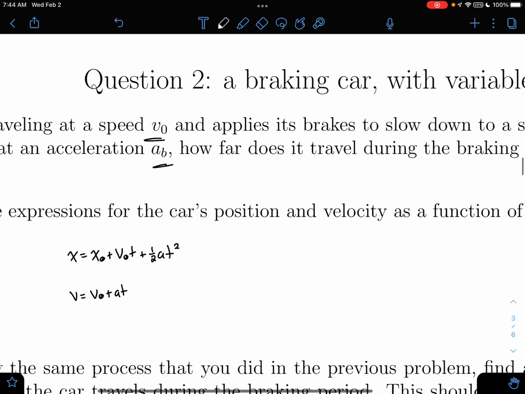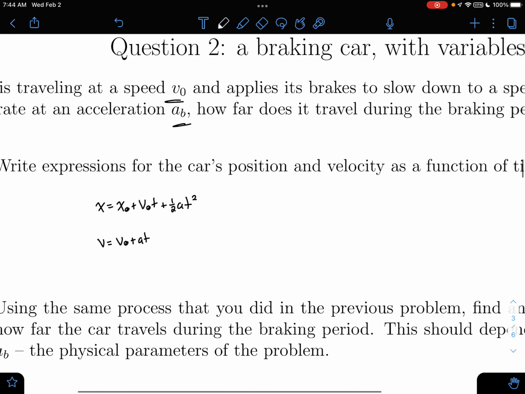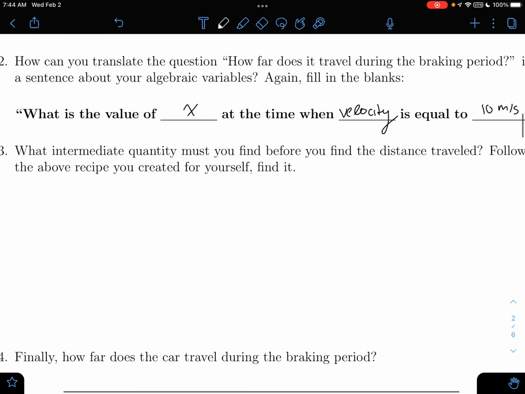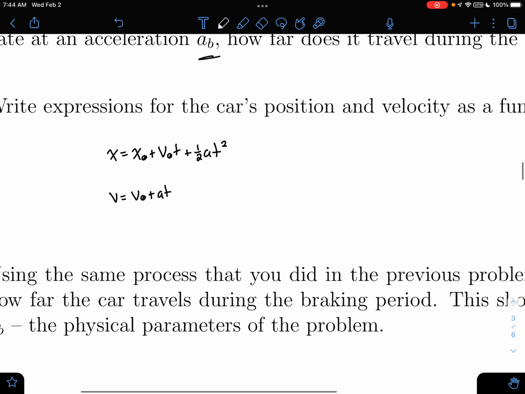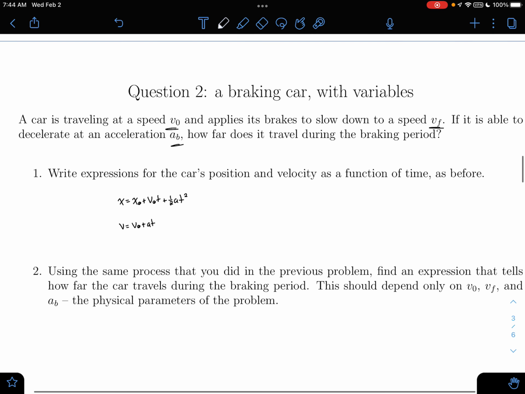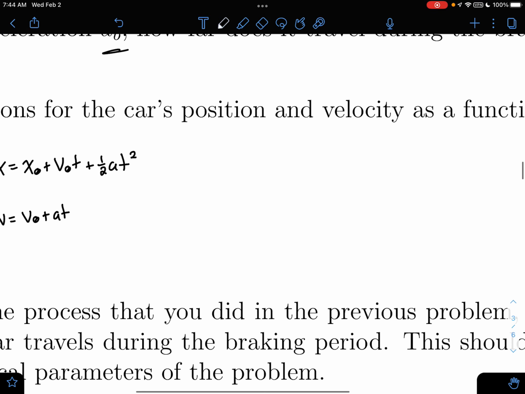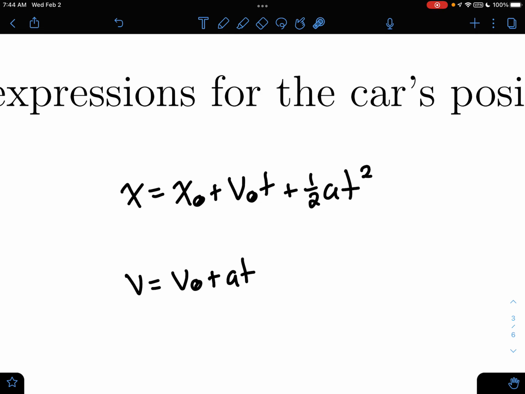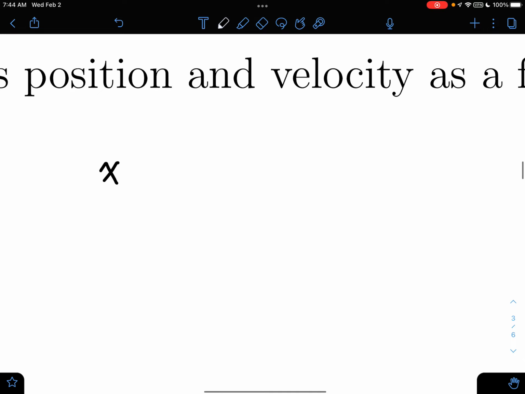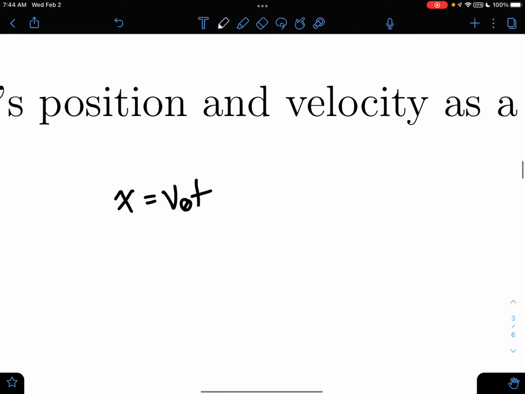Before, we started with this, and then we plugged in the numbers we were given. But now we don't have very many numbers to plug in. We're given v naught and v final, which should be denoted as such, and our acceleration should be AB. That's really all we can plug in. We're going to set our x naught to be 0 again, which just makes it easier for us. So x is going to equal v naught times t, just plugging that in, plus 1/2 AB t squared.